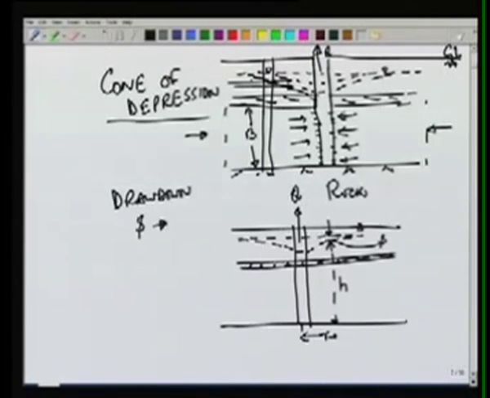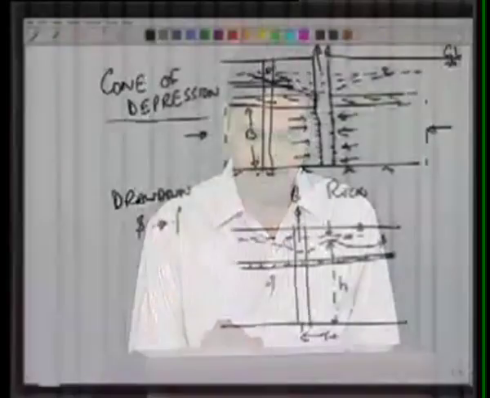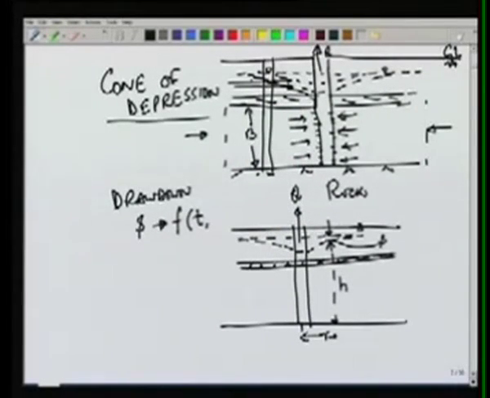So as you can see, with time s will increase. When we start, s is 0 because the piezometer level is horizontal, and as we keep on pumping, s will increase, and s will typically be a function of time and the distance from the well. Once it reaches a steady state, then that profile s will only be a function of r.